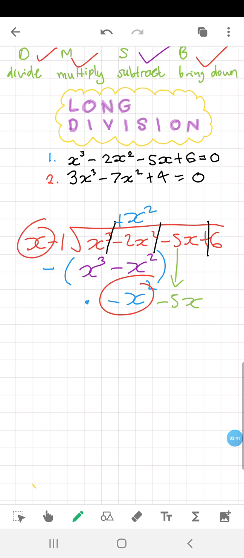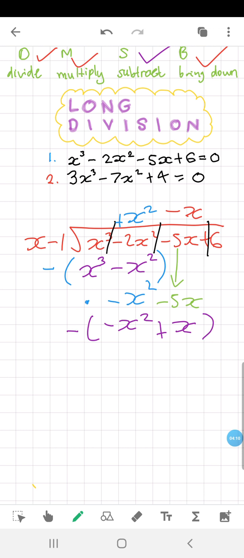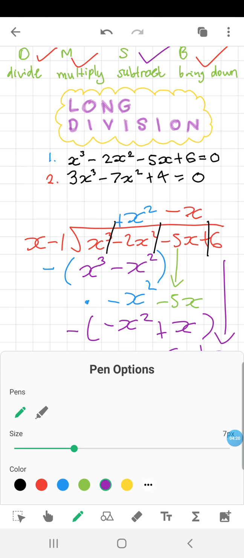Minus x squared divided by x is just minus x. Write it in the correct position. Minus x times x is minus x squared. We're using the distributive law, so we know we can't forget about the minus 1. So minus x times minus 1 is just positive x. Then we're going to subtract the whole thing. Minus x squared minus minus x squared is 0. Minus 5x minus x is minus 6x. Bring down the 6. And the whole process repeats itself again.